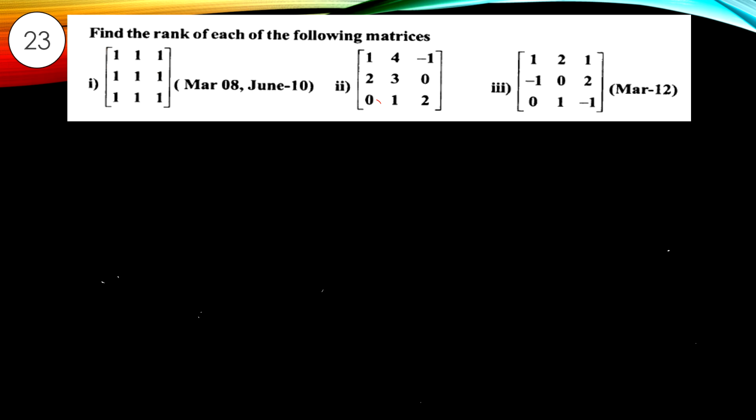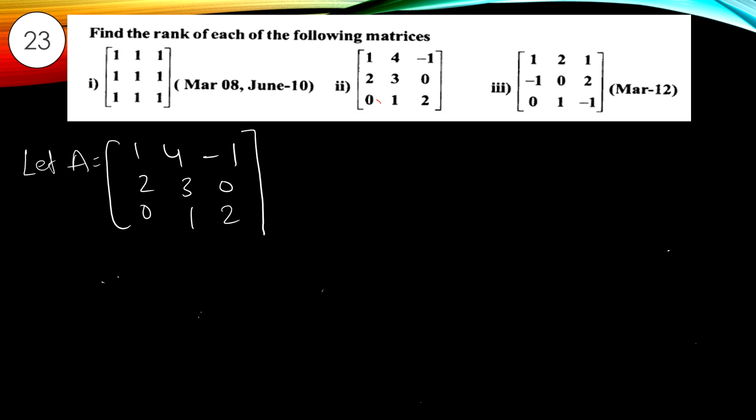So here's the second question. Let A be the matrix [1 4 -1; 2 3 0; 0 1 2]. This is the second matrix I am taking. So I am taking the determinant of that A, and finding the determinant.